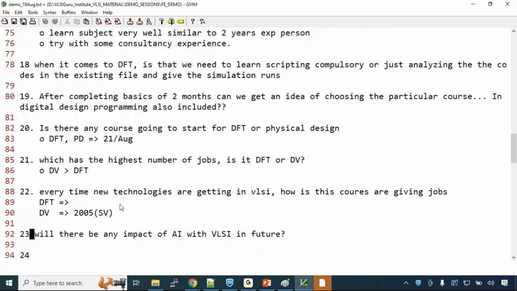This I have already answered. Will there be any impact? There could be impact. 10 to 20% job cuts can happen anytime, because a company starts using AI. They may automate some portion of verification. They may automate some portion of DFT. You cannot say whether cuts will happen or won't happen. I cannot tell. But what I can tell you is, if you learn the subject properly with passion, you will always be in the job.